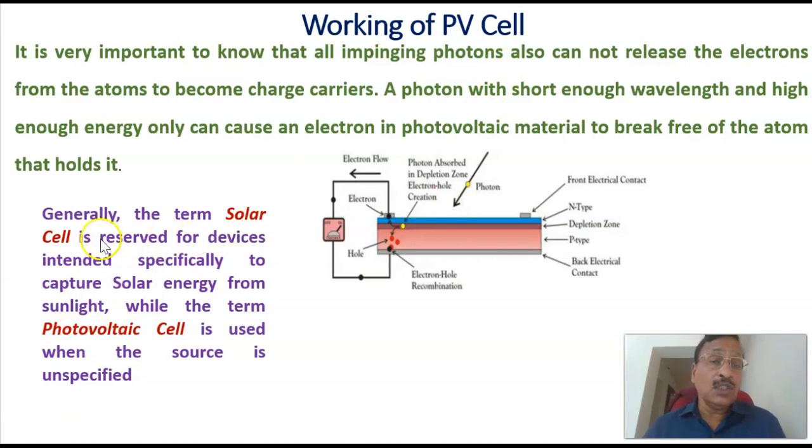Generally, the term solar cell is reserved for the device intended specially to capture solar energy from sunlight. Commonly, the term photovoltaic cell is used when the source is unspecified. If the source is not specified, we call it a photovoltaic cell. But if the source is solar energy, then we call it a solar cell.